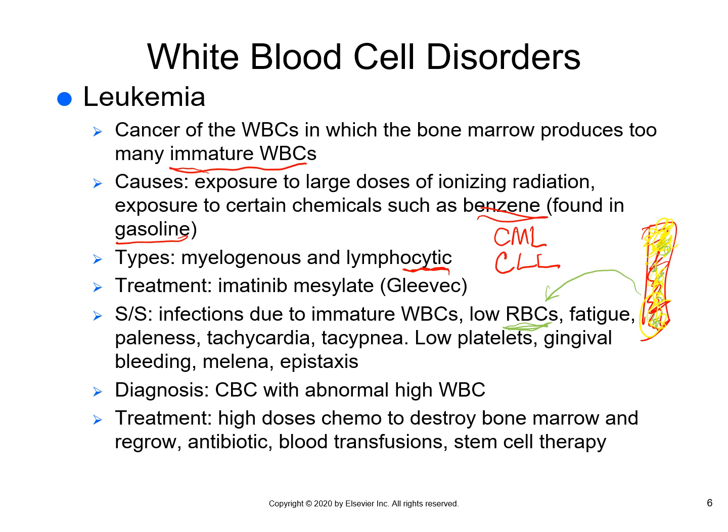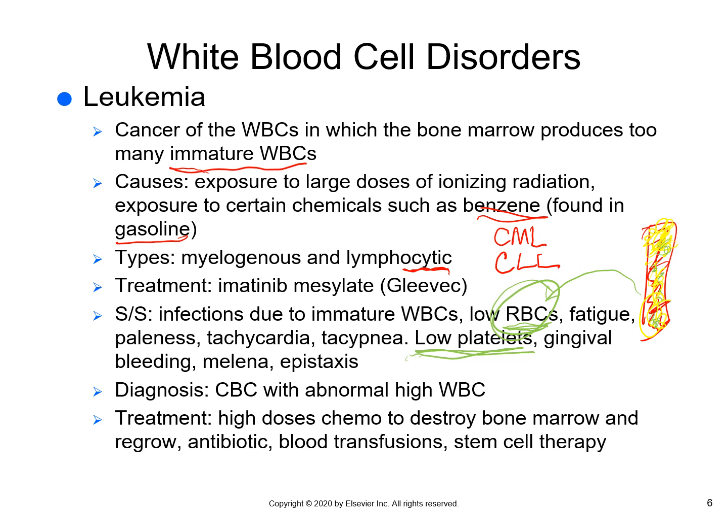Okay, then we have fatigue, paleness, tachycardia, tachypnea. Again, you have a low RBC, right? So your body is actually trying to compensate because of that low RBC, that low oxygen. You will even have low platelets because again, it's crowding up in there in the bone marrow. Gingival bleeding because of this low platelet.